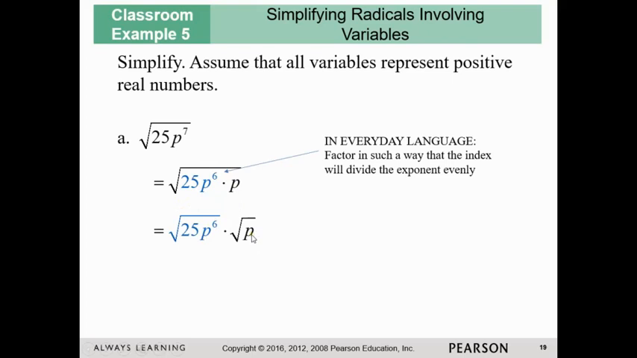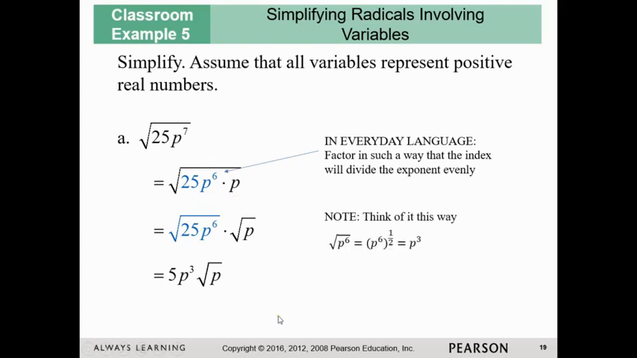Now we just kind of break this apart here. The p is going to have to stay underneath there. But we can handle 25, and we can handle this 6. Remember I said the shortcut to do this is divide the exponent by the index. So 6 divided by 2 is 3, and the square root of 25 is 5. So we end up with a simplified form of this, 5p to the third times the square root of p. So what we did was factor it in such a way that we could divide the exponent by the index.